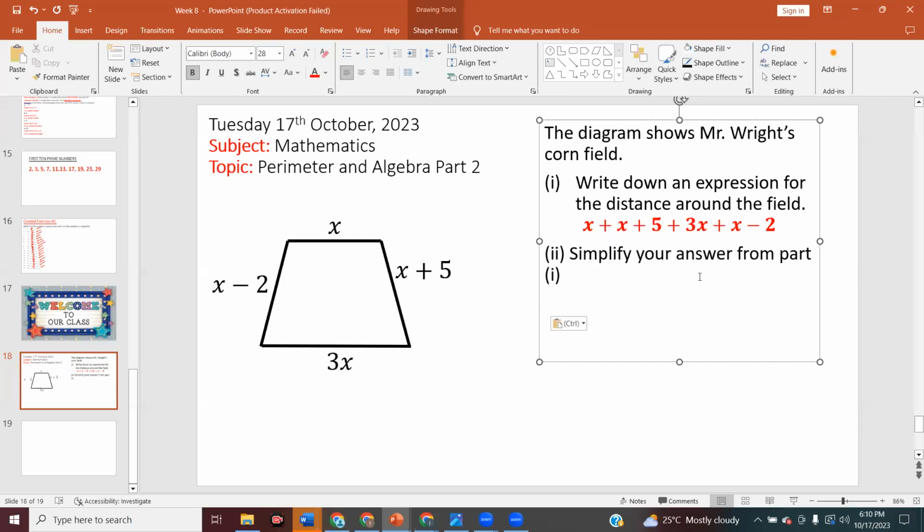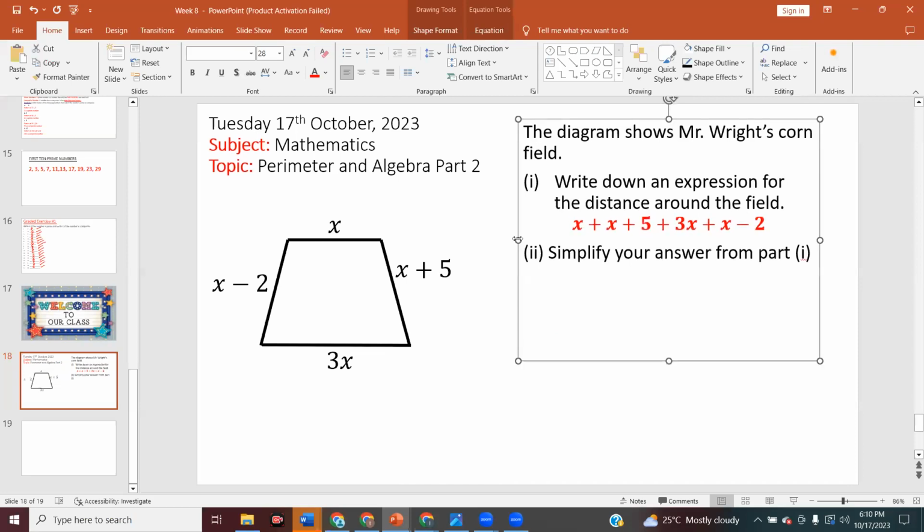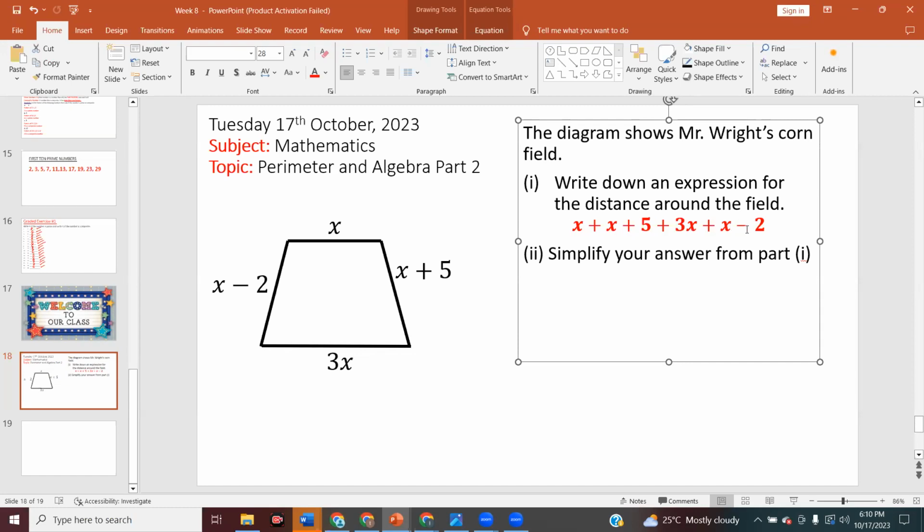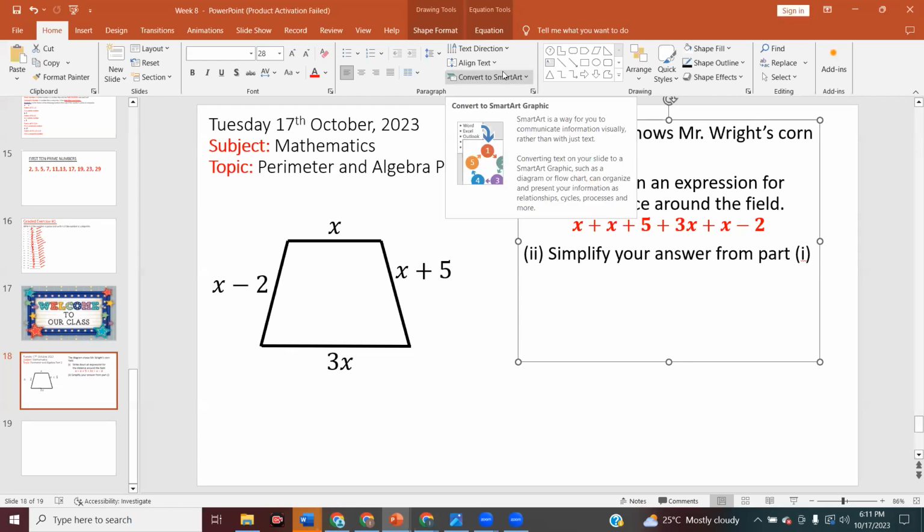Simplify your answer from part I. We know that our answer for part I is x plus 5, 3x, and then x minus 2. Now what we want to do is simplify our answer from part I. How would we do that? Where's Zaria? Are you there?